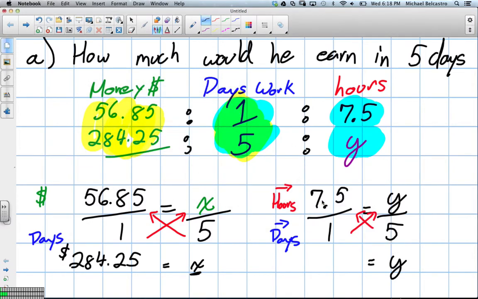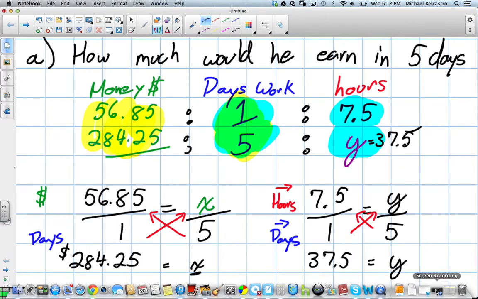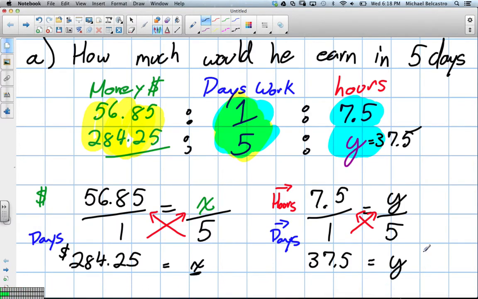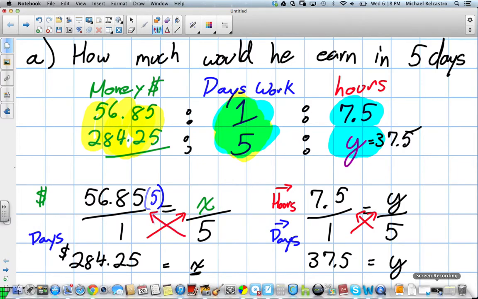So how many hours did he work? 37.5 hours. So y is equal to 37.5 hours. That's how many hours he'd work in 5 days. Now, when I did the question in class, I just multiplied 7.5 by 5. Yeah, you're right. And that's exactly what we did when we cross-multiplied. When we cross-multiplied, we ended up with 5 times that amount. This is just a way to help us set it up so it's a little easier to look at.